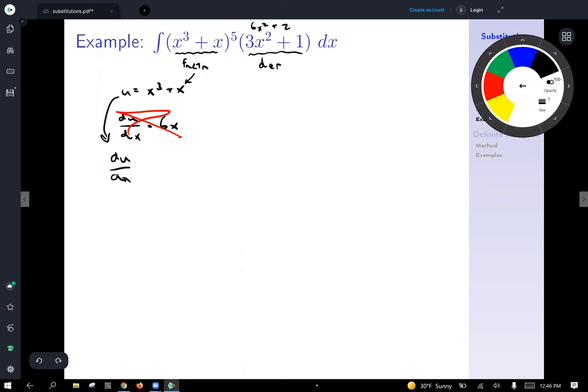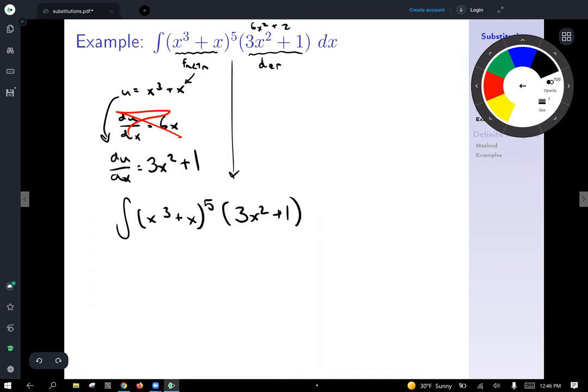du dx is equal to the derivative of x to the third, which is 3x squared, plus the derivative of x, which is 1. Okay, so what do we have? This seems a little tedious, but I'm going to rewrite the integral down here because I'd like to write underneath it: the integral of x to the third plus x all raised to the fifth power times the quantity 3x squared plus 1. When I say the quantity, that usually means there's a set of parentheses around it.